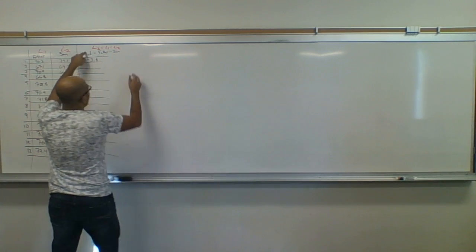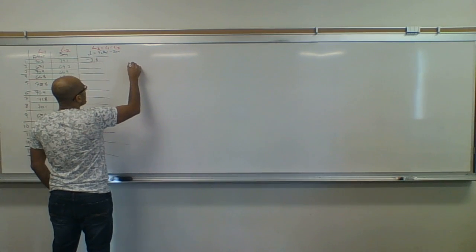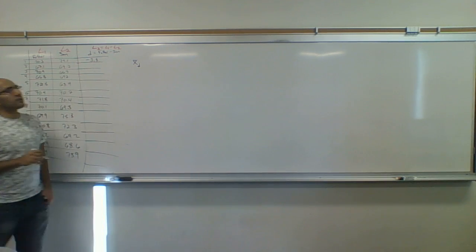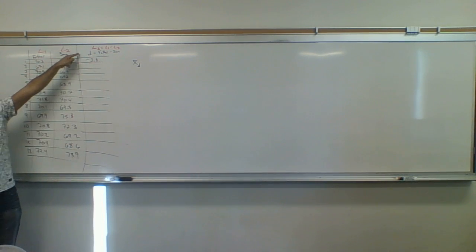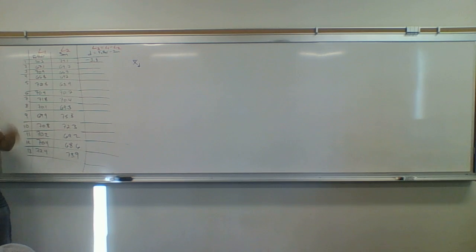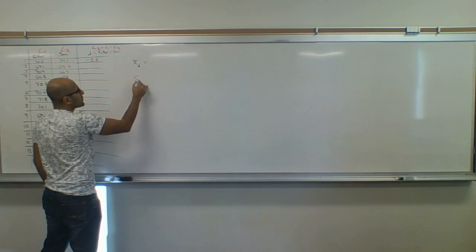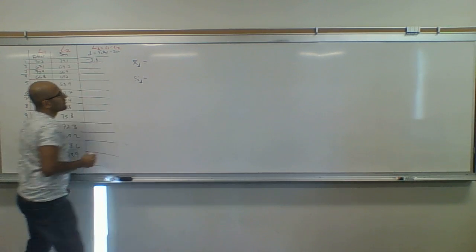And then we want to find the mean of the D's. So the mean, sample mean, but we put a little D there to indicate that we're talking about the differences. So X bar sub D. And then also we're going to find the standard deviation sub D.